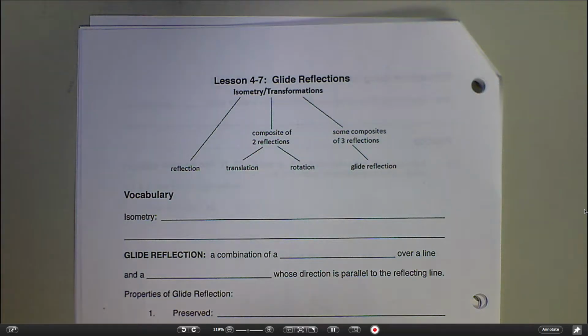Today we are going to be talking about section 4.7. 4.7 is titled Glide Reflections. This is going to be our last type of transformation that we talk about in this unit before we get to your quizzes and your tests. This lesson actually is a little bit of a review as well.